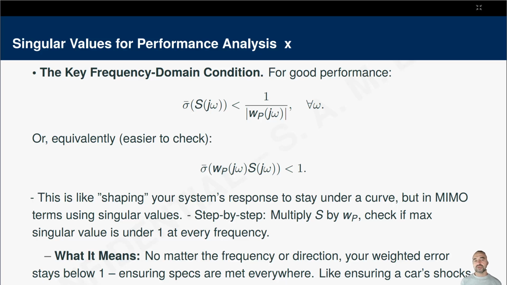So the key frequency domain condition for good performance, we have 1 over, and this is not again something new because we already know that this is equal to the ratio of error vector norm and reference vector norm, and this error over reference vector norm is always larger than sigma minimum, and it's less than sigma maximum.